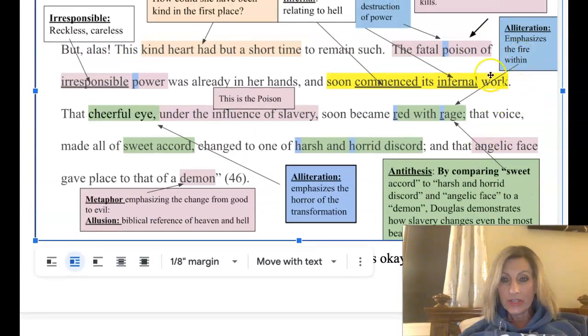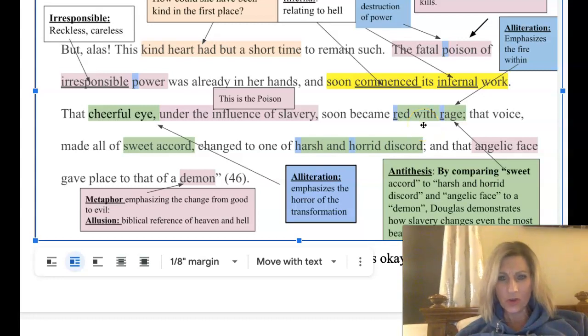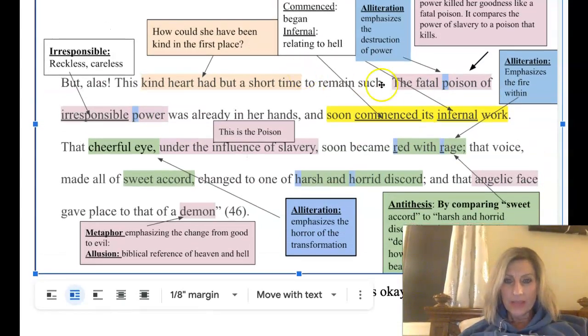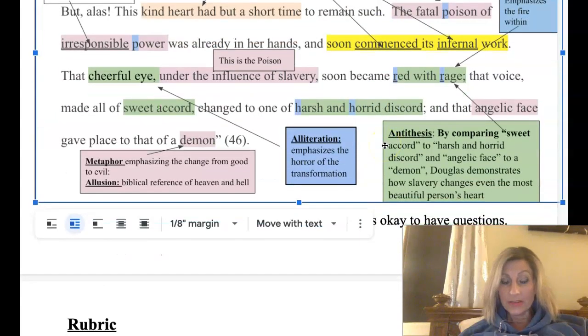If you're doing alliteration, don't just say that it's using repeating letter R's. Tell me what it's emphasizing. What effect does that give you? What might you feel, or what's the tone? So again, tell what it is, then tell what its effect is.